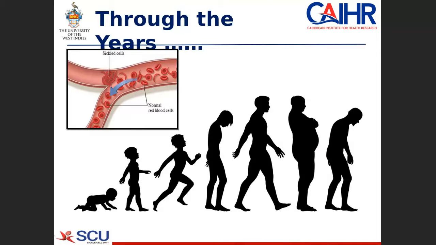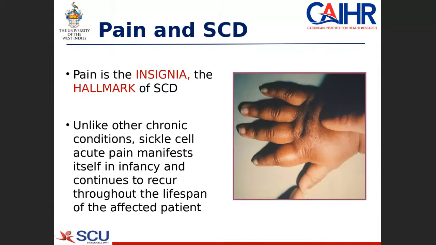So we're going to talk about the complications, kind of going through the years in terms of what's common from what's not common. And just to remind you here what's happening. Sickle red cells, they're sickling, vaso-occlusion, impairing blood flow to affected areas of the body. So pain is the insignia or the hallmark of sickle cell disease.